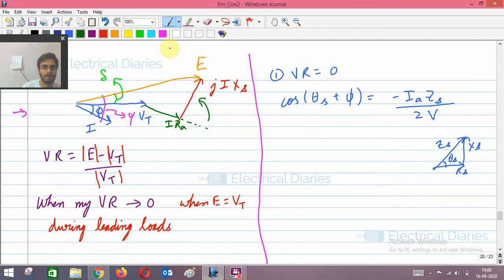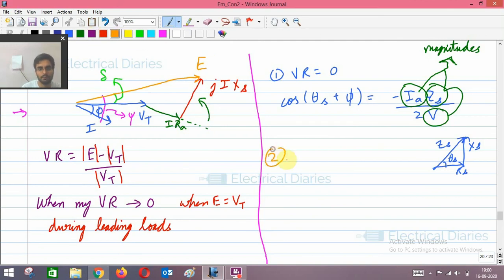And in this formula, what you have to put is the magnitudes. These all are the magnitudes. This is a very important thing, that these all are the magnitudes. So this is the formula for when voltage regulation will be 0. At this condition your voltage regulation will be 0. Now, if somebody asks when the maximum voltage regulation occurs, this we have seen for the 0 voltage regulation, then we will say when the maximum voltage regulation occurs.